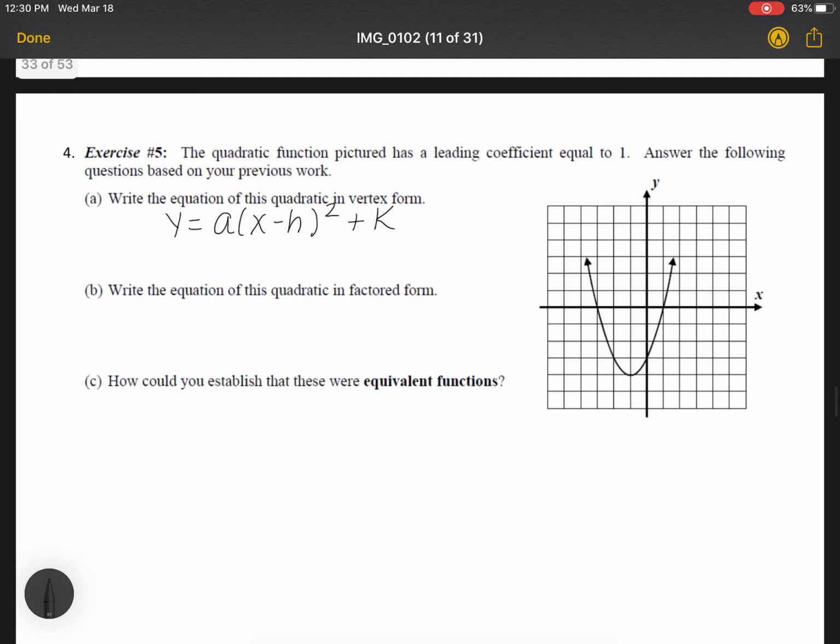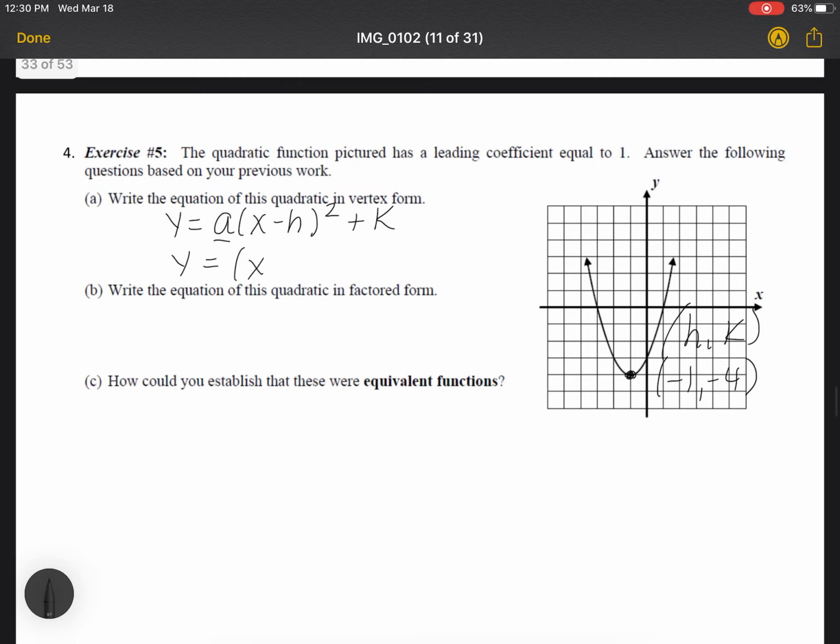Obviously, to look at the picture and write this in vertex form, we have to know what the vertex is. That's going to be this bottommost point here. This point is -1, -4. Remember, that's your h, k. It says it has a leading coefficient equal to 1, which means we're not going to have an a value. Our a value is just going to be +1. So I'm going to kind of disregard the a right now.